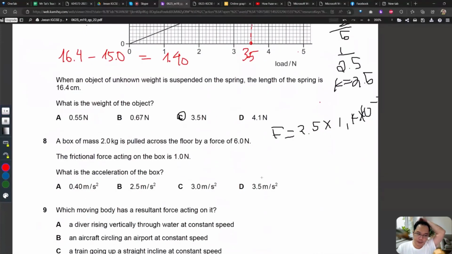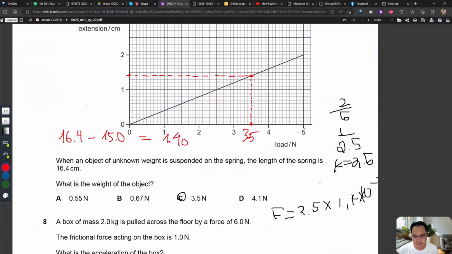Question 8. A box of mass 2 kilograms. Again, the graph here means we need 5 Newton to make the spring extend by 2 centimeter, or 2 Newton to make it extend by 0.8 centimeter. That's the meaning of this graph.